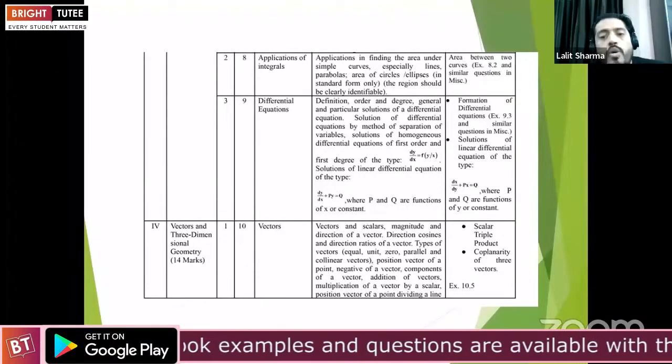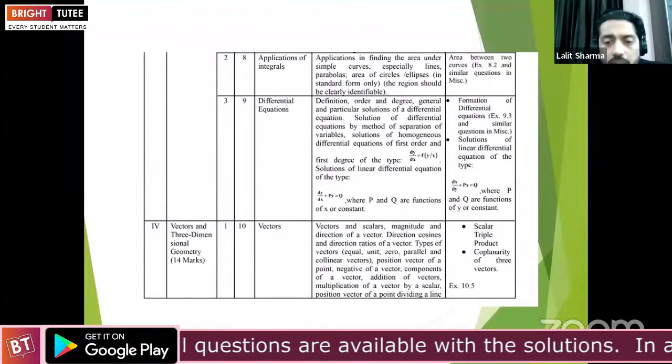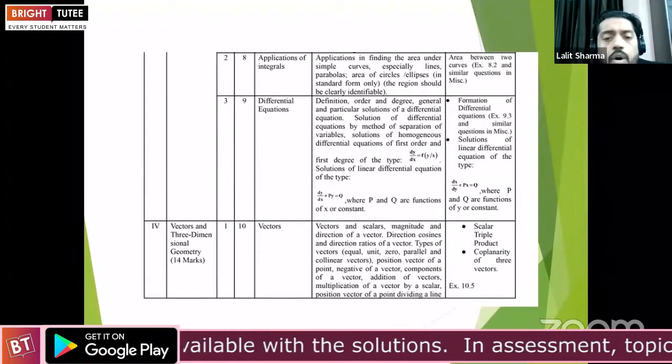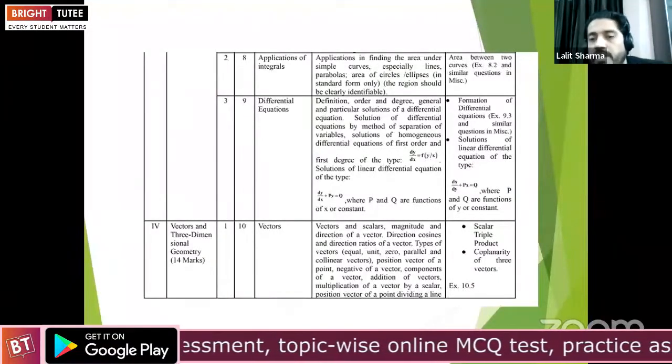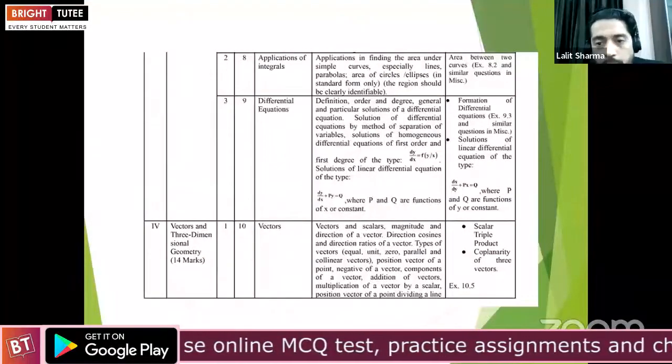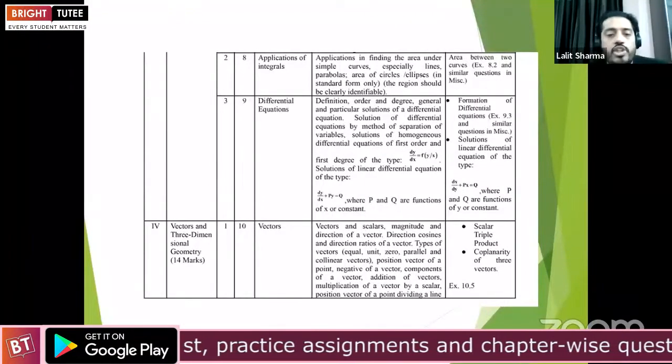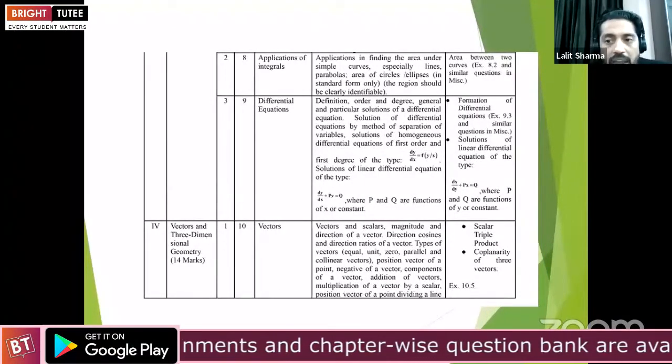In differential equation, although they have deleted the differential equation of the type x by y or the linear differential equation, but we can complete this. And formation is deleted for sure. Okay, so now the calculus portion is okay. I hope no one has any problem.